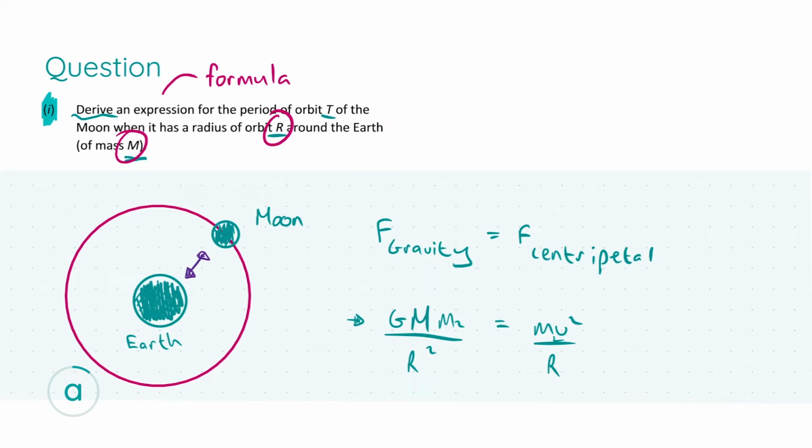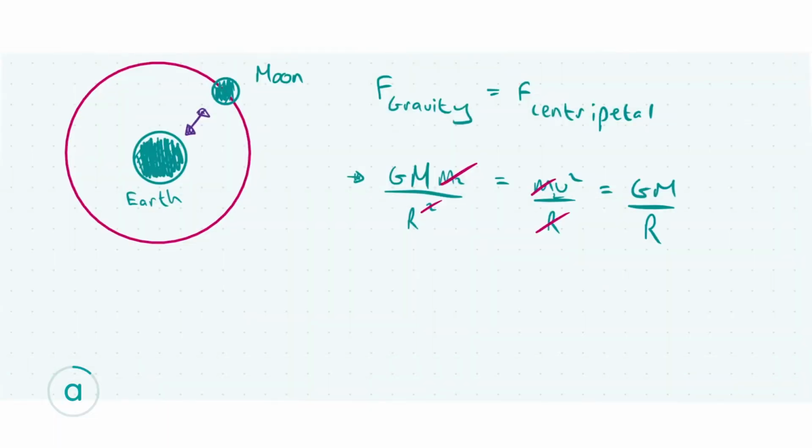Noticing on both sides we have M2 common to both sides, so we can cancel those straight away. As well as this, we have R common to both sides on the bottom, so we can cancel the square here with the other one over here. And what we get left with is V squared is going to equal G M all over R. Finally, we can take the square root of this to get V on its own. So therefore, we can say V is going to equal the square root of G M all divided by R.